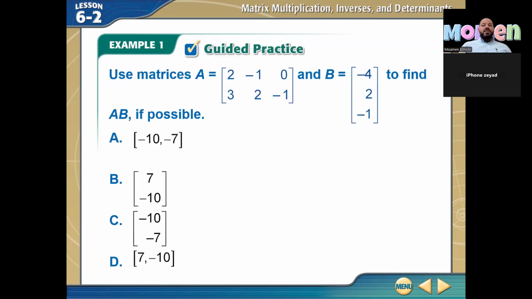Okay, we're going to the guided practice. We have to use matrix A and matrix B to find AB if possible. Yalla Ziad, you can do it and give me the answer in the chat, please. A, B, C, or D. I'm waiting for your answer. Give me the answer as letter A, letter B, letter C, or letter D. You have 1 minute.